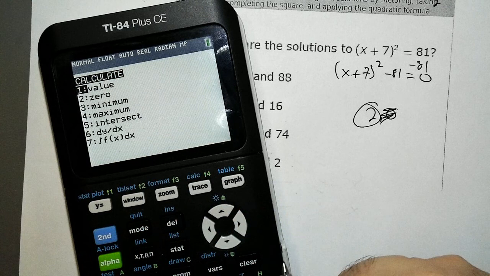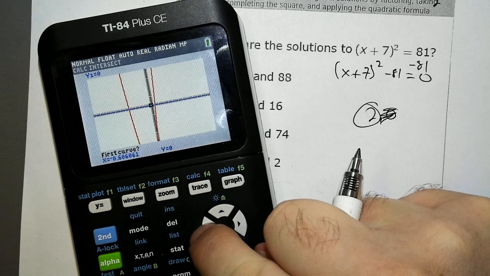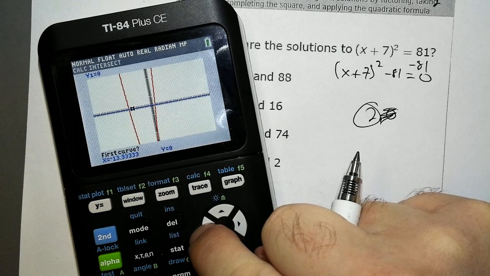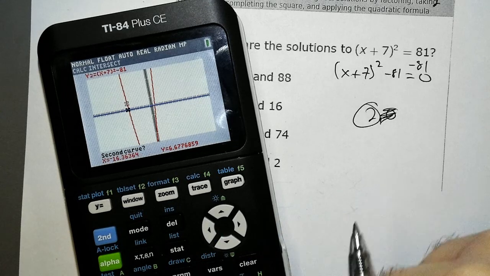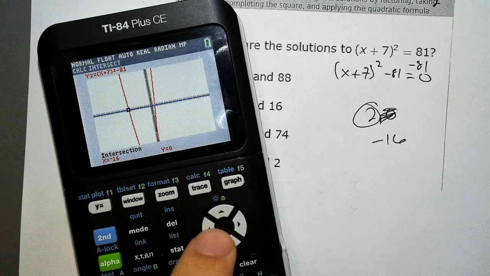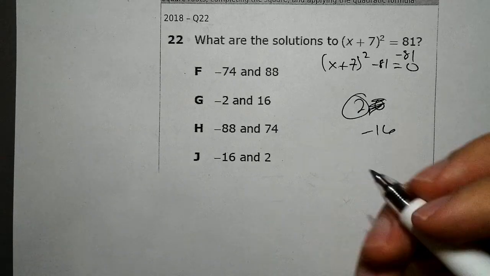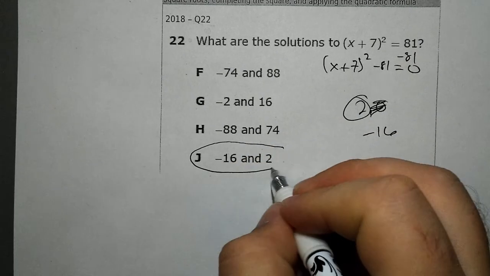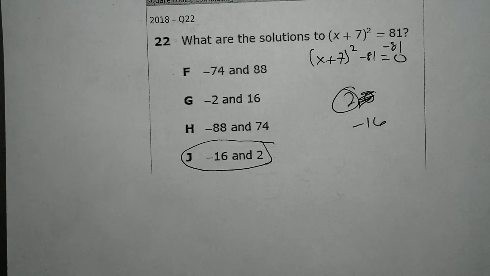And second, trace, intersect. Now let's move over here. And that's at negative 16. So our solutions are negative 16 and positive 2. It is J.